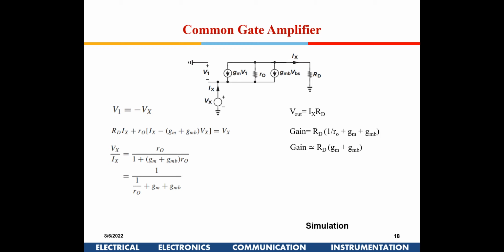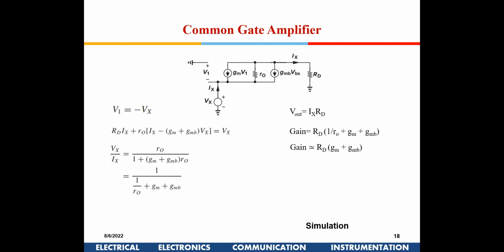Sir, can you explain how the gain calculation was done? Gain, okay. V out is Ix into RD, right? And what is Ix? Ix is this current plus this current, right? GM plus, neglecting this, GM plus GMB of these two currents, into Vx. Is it okay? Got it.